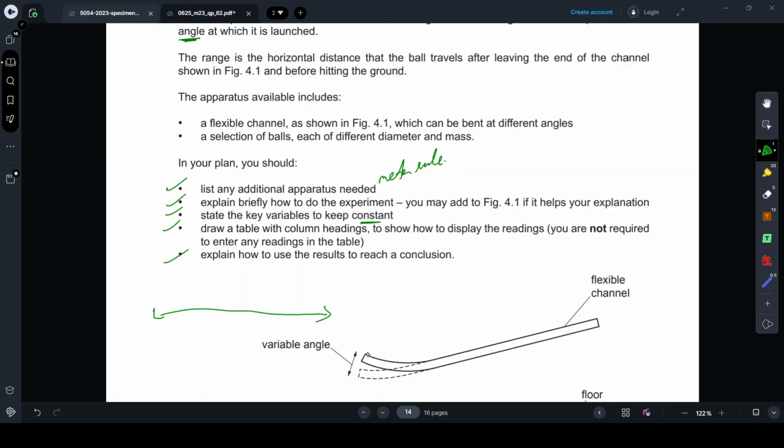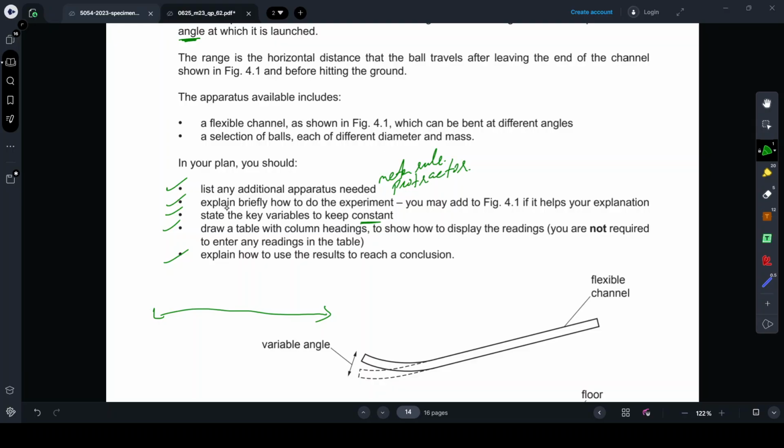And how will you adjust the angle? How will you know what angle this is? So what are you going to use to measure the angle? The angle scale, that semicircle thing. What is it called? Angle scale? No, protractor. Yeah. Protractor.